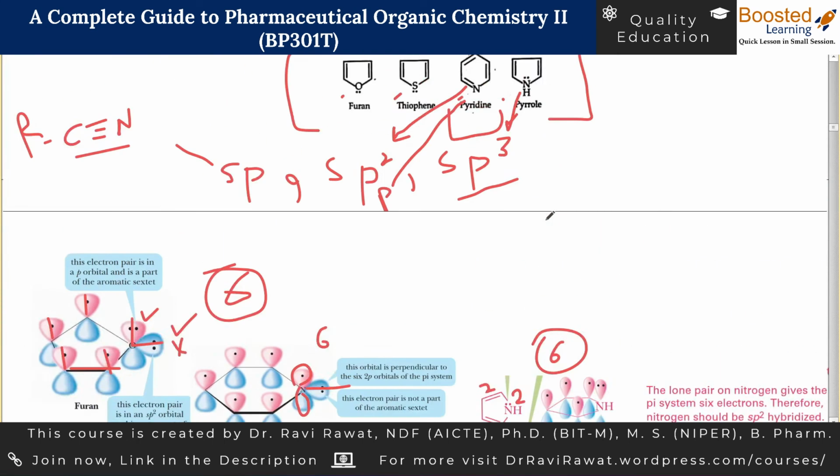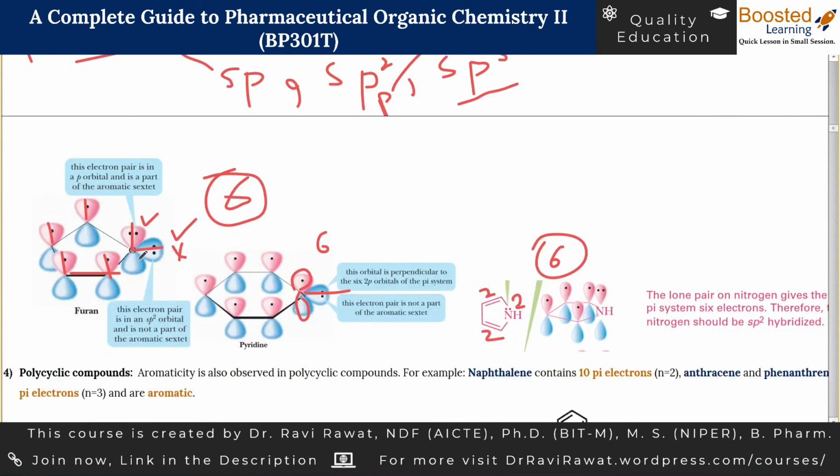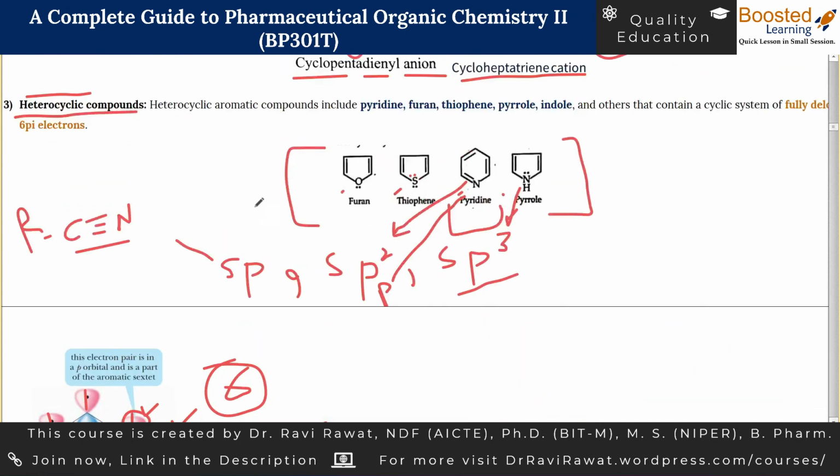This way we have finished the heterocyclic molecules. If you talk about thiophene, then sulfur also possesses 2 lone pairs. Just like furan, there is going to be one lone pair in the same plane as the ring, and one lone pair perpendicular to the ring. So only one lone pair will participate in delocalization. So the total electron count would be 6. This way your thiophene would also be considered aromatic.